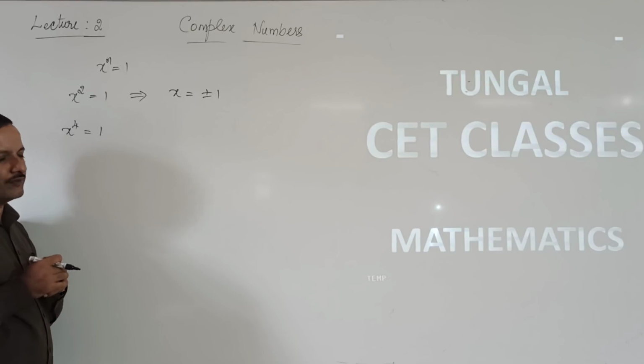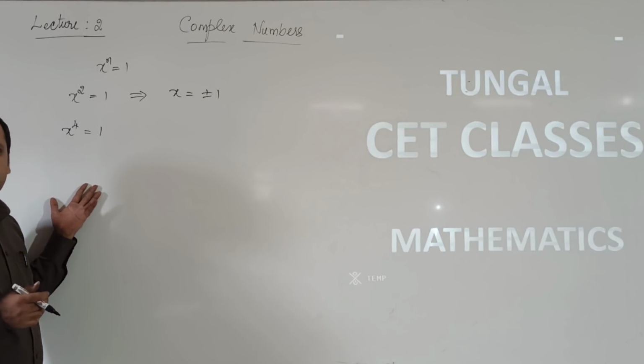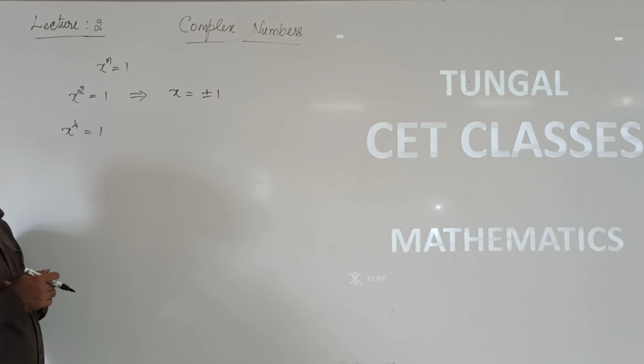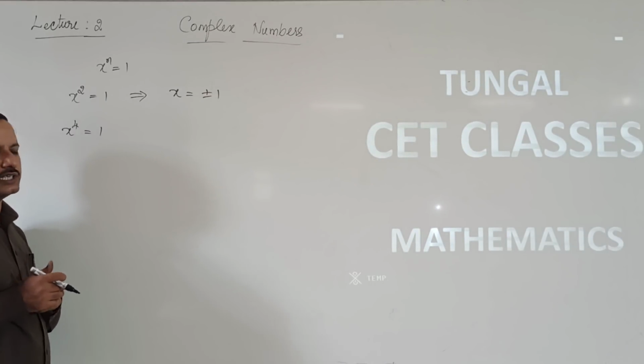What are the fourth roots of unity? So 1 is a root, obviously it is true. Minus 1 is also a root, minus 1 whole power 4 is 1. What about the other 2 roots? That I shall find out.